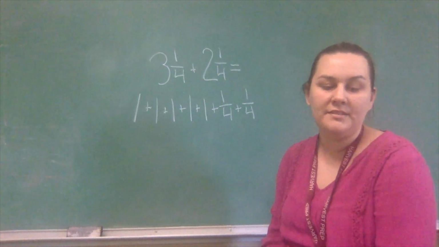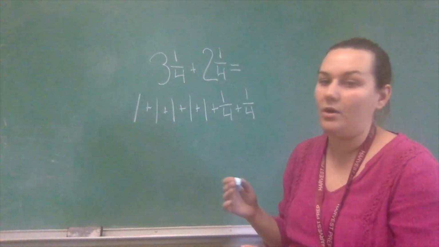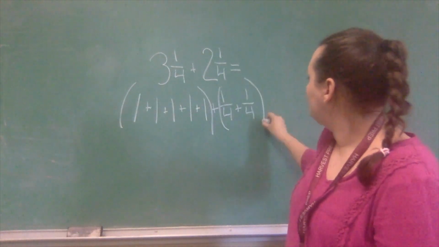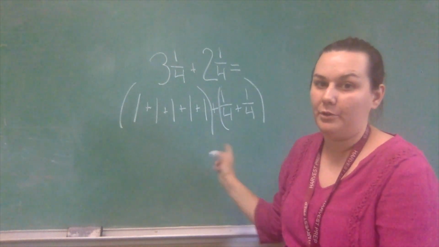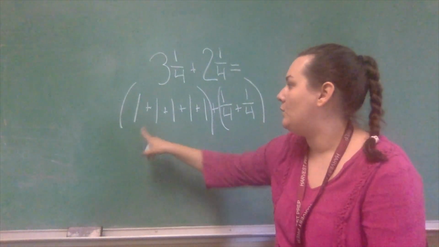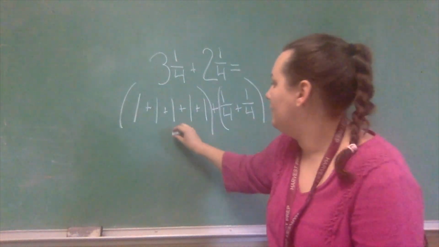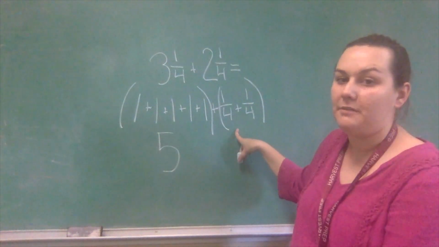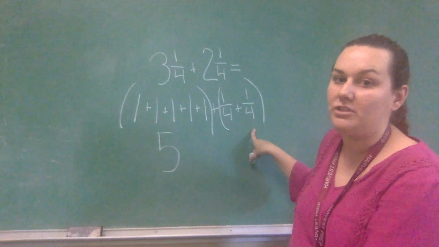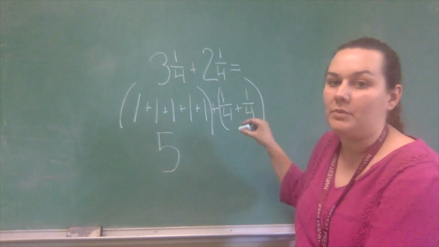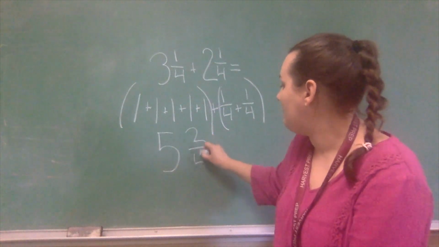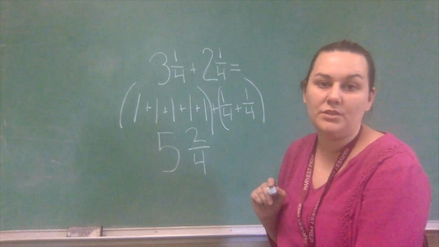Okay, so now everything is decomposed and I can go ahead and group them all using my associative property. Associative property, remember, grouping doesn't matter. I'm going to go ahead and add all of my wholes. So how many ones do I have? I have 5. And then I can add my fractions. Remember our adding fractions? The denominators are the same, so these are like fractions. I just have to add my numerators. So 1 plus 1 gives me 2, and my denominator stays the same. So I have 5 2/4.